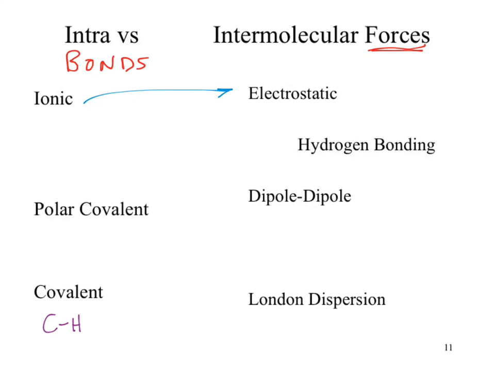So if we look at the bonds, we can now predict the forces. Once we know the forces, we can then look at reactivity, solubility, melting point, and a variety of different things. And all of that comes back to that initial classification within our bonds.